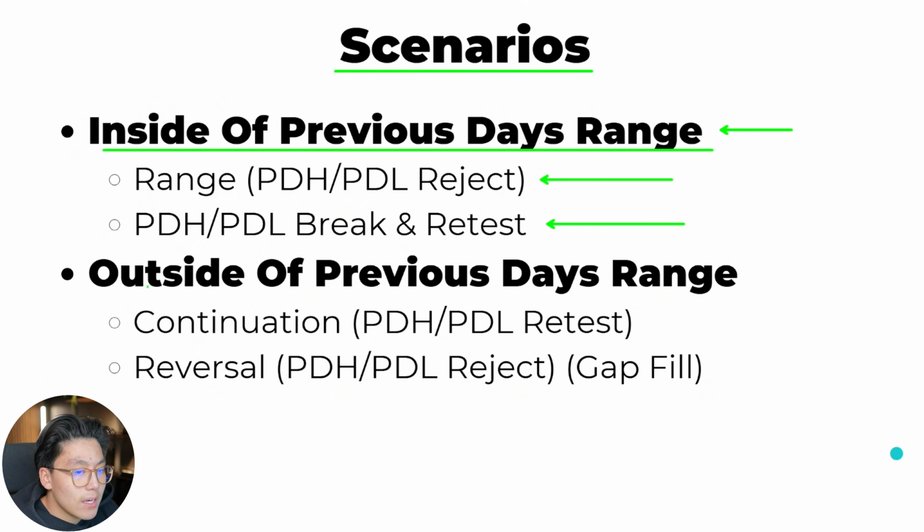And the second scenario what we have is if price is trading outside of its previous day range. So let's say, for example, price is breaking outside of its previous day's range, either in the pre-market or in the after hours. This is what's going to be called outside of its previous day range.